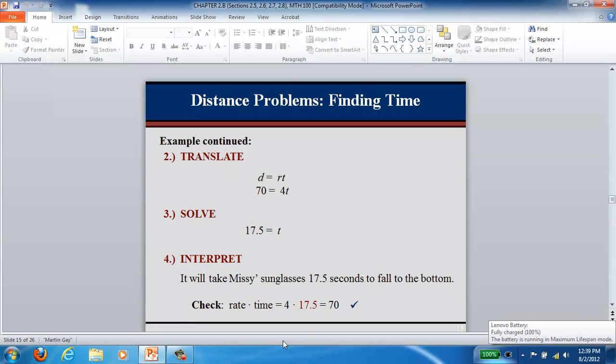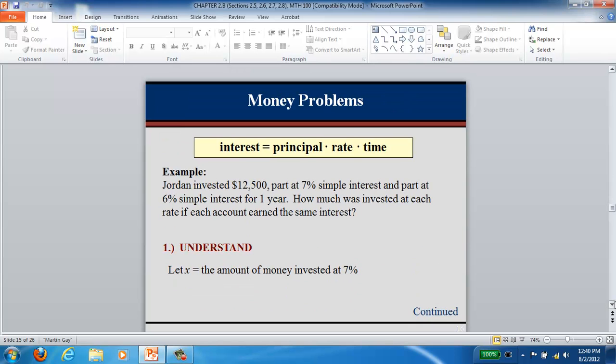To check, you can always check your answer. 4 times 17.5 equals 70, which is the distance, and it checks out.